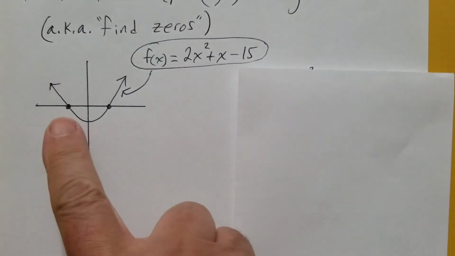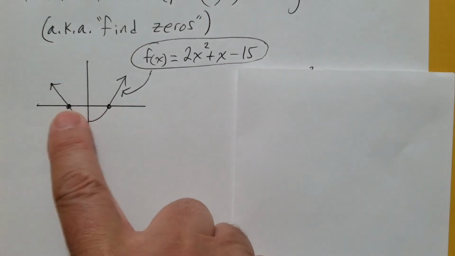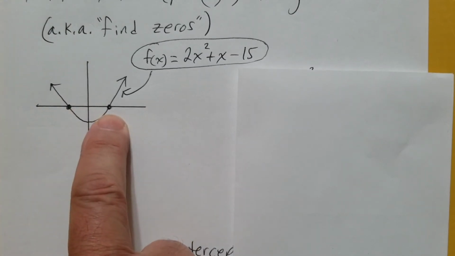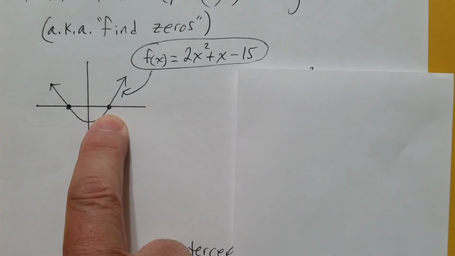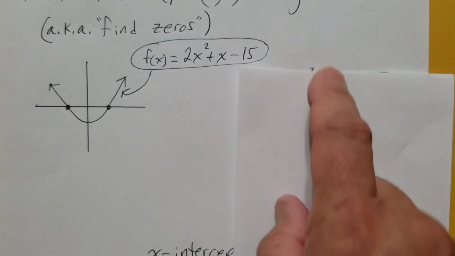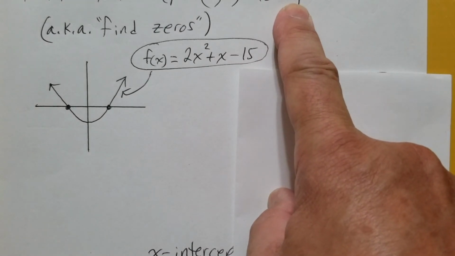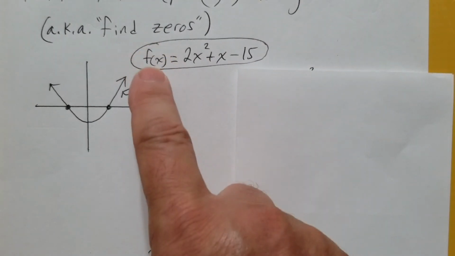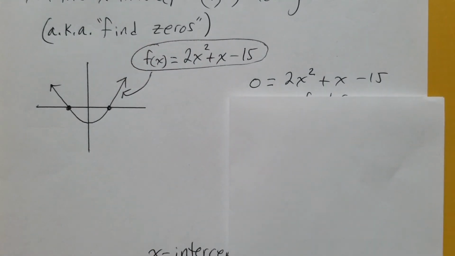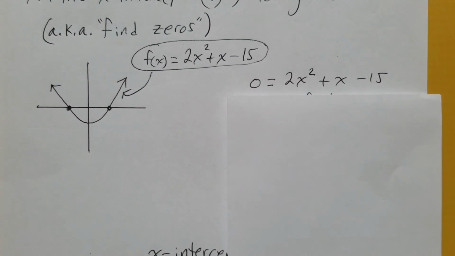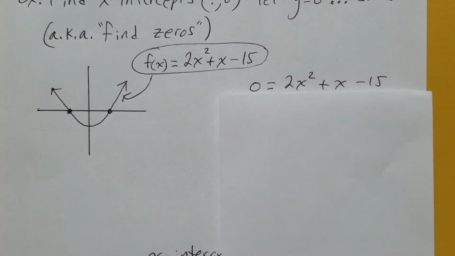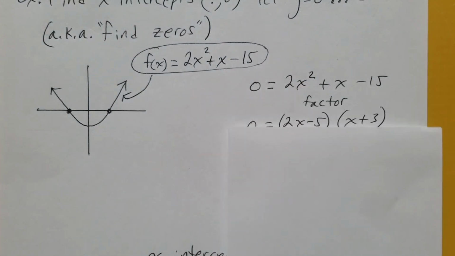I noticed that there are 2 x-intercepts. It looks like maybe -2 and 3, looking at this graph. So the way we find out for certain the exact values is by letting y equal 0. And remember, f of x means y. Put a 0 here, and then solve for x. So how do you solve an equation with an x squared?